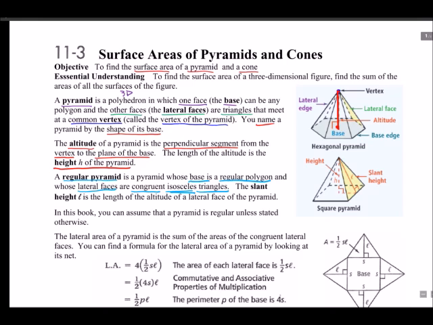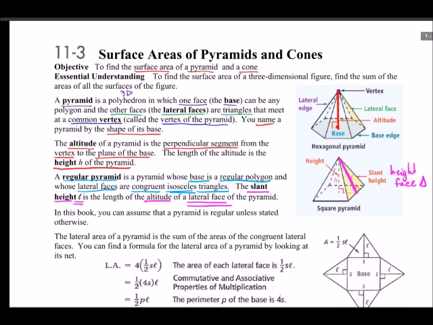We have a new term here, the slant height, which is a cursive L, and keeping your slant height with the proper notation is important. It is the length of the altitude of a lateral face. This is going to be right here. This is going to be the height of your face, of the lateral face, of the triangle that is the lateral face.